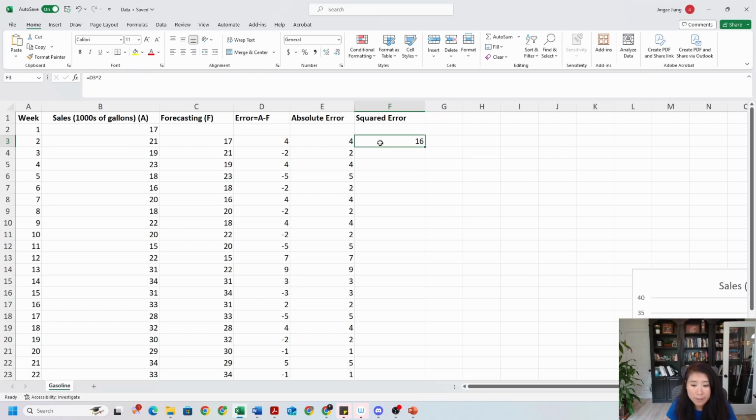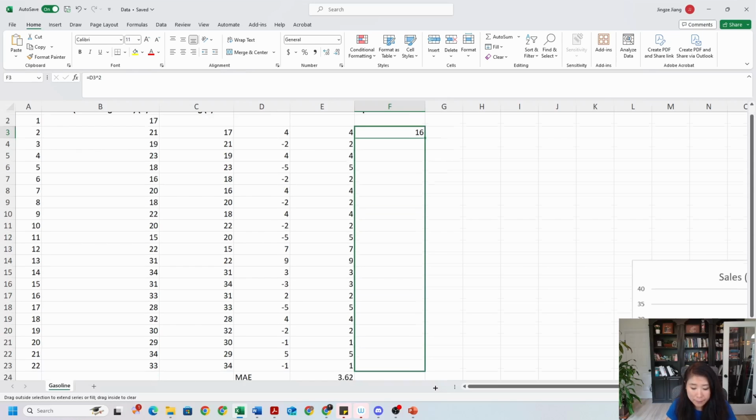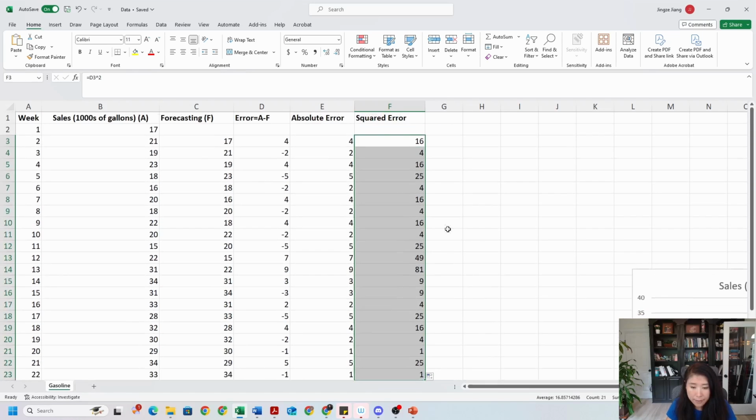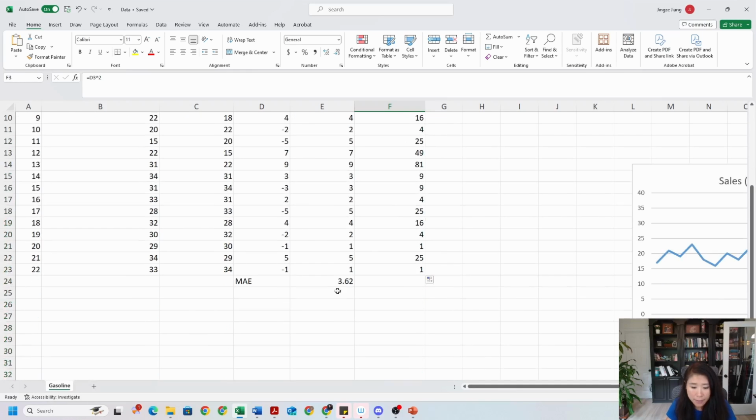And then I select the squared error one more time for period 2, move the mouse to the bottom right corner, left click, hold it, and then drag it down. Okay, so this gives us the squared error for each period.